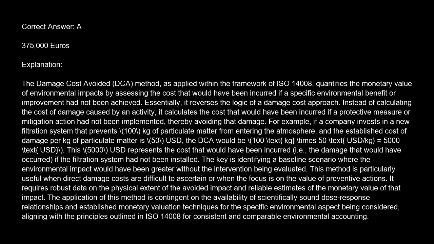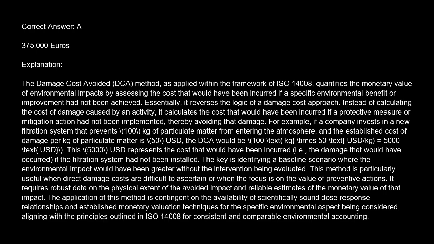Instead of calculating the cost of damage caused by an activity, it calculates the cost that would have been incurred if a protective measure or mitigation action had not been implemented, thereby avoiding that damage. For example, if a company invests in a new filtration system that prevents 100 kg of particulate matter from entering the atmosphere, and the established cost of damage per kg of particulate matter is 50 USD, the DCA would be 100 kg times 50 USD per kg equals 5000 USD.